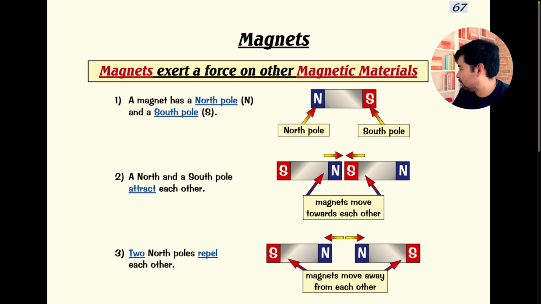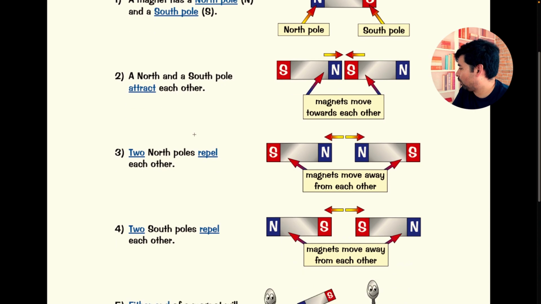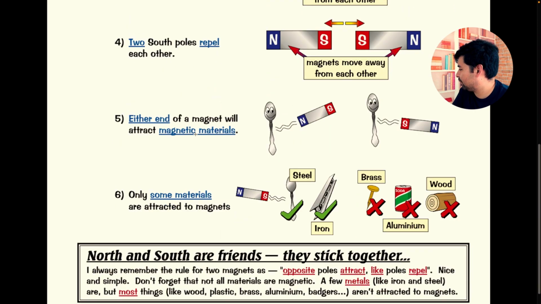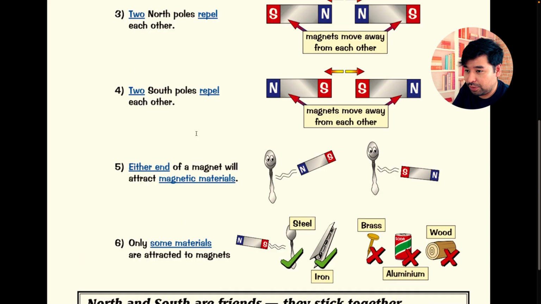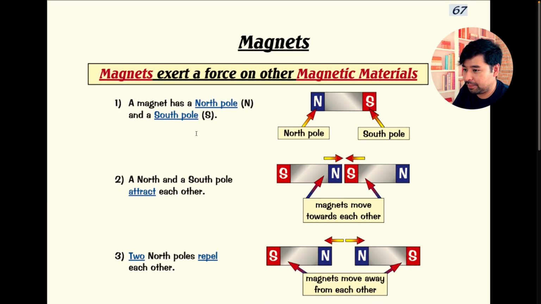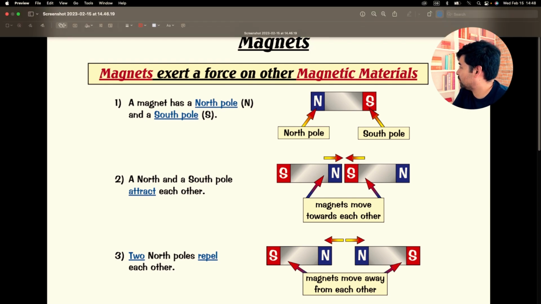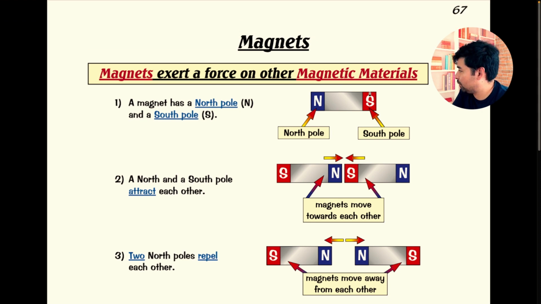Number one here: we have some samples of the North Pole and the South Pole, I mean the sides of the magnet, and how it works. We have six explanations here, so let's go one by one. First one, a magnet has a North Pole N and a South Pole S. This is the way that we recognize them. This is the first thing that we should analyze. North and South.